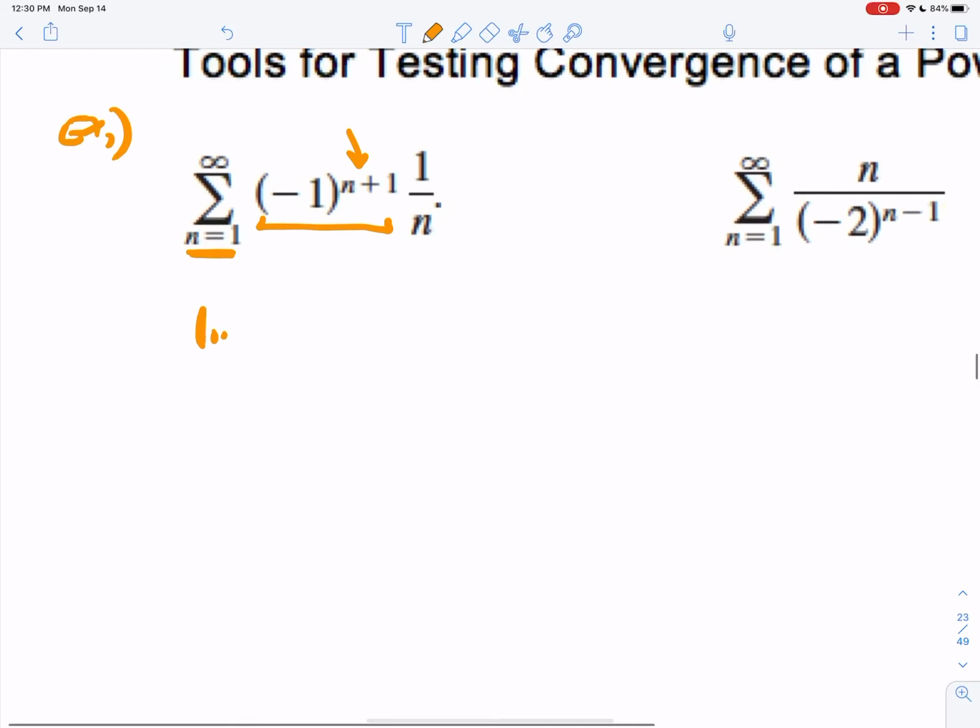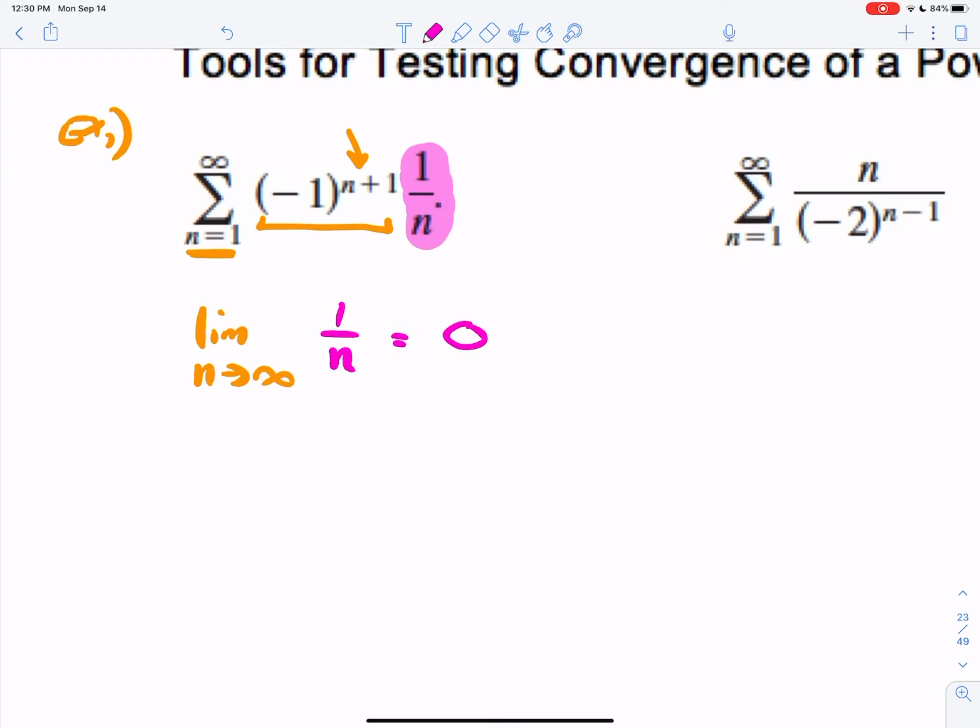So we're going to take the limit as n goes to infinity, and we're only going to focus on everything except that alternating piece. That's just going to be 1 over n. Obviously, when n goes to infinity here, you get 0, since the denominator gets larger faster. Since it comes out to 0, we can make a conclusion here. Therefore, the series converges. How do we know that? By the alternating series test.